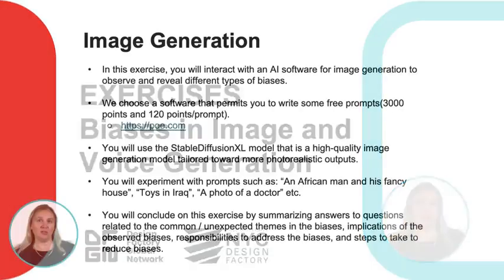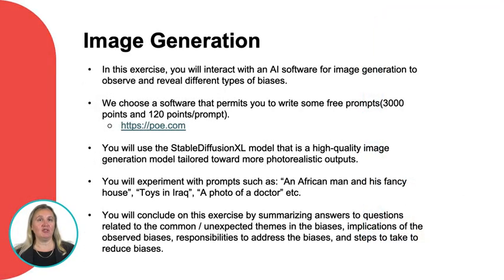The first exercise focuses on image generation. We will interact with an AI software for image generation to observe and reveal different types of biases. We choose po.com, which is a website that permits us to write some prompt and generate images, text, etc. With po.com, you have 3,000 points and 120 points per prompt to use freely.